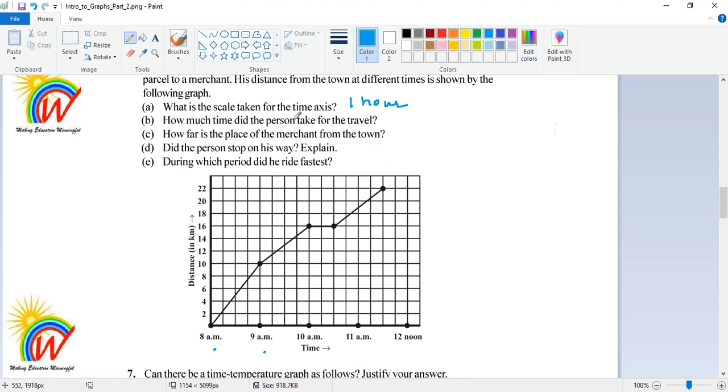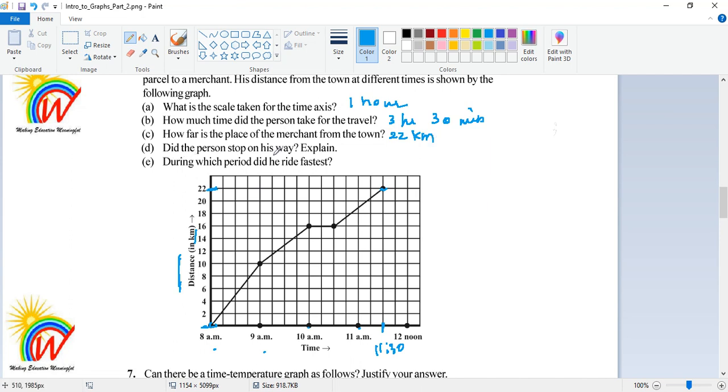How much time did the person take for the travel? From 8 a.m. he has gone till 11:30, right? So 1 hour, 2 hour, 3 hour, 3.5 hours, or you can say 3 hours 30 minutes. Okay, how far is the place of the merchant from the town? When they say how far, they're talking about the distance. So from here to here, what is it? 22 kilometers. This is kilometers, right? So it's 22 kilometers. Okay.